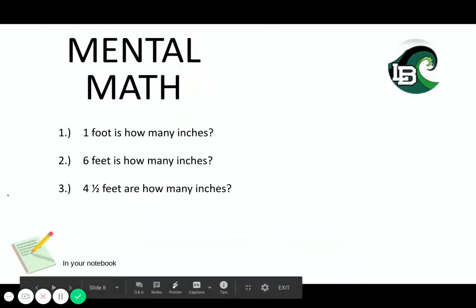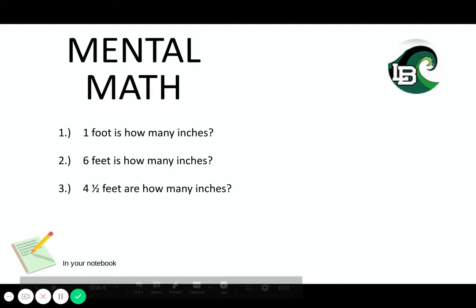Okay, let's go back to a little bit of math practice here. So for today's mental math, make sure you provide the correct heading and number your paper from 1 to 3. For number 1, 1 foot is how many inches? Number 2, 6 feet is how many inches? And number 3, a mixed number here, 4.5 feet is how many inches? Remember that in problems 1, 2, and 3, you're doing conversions.